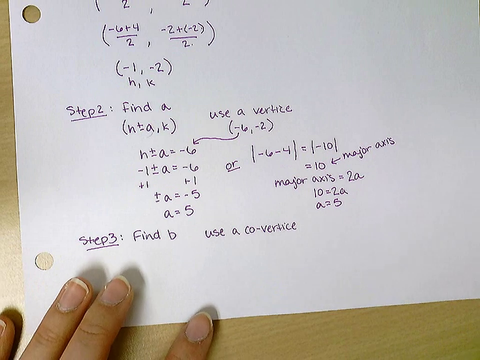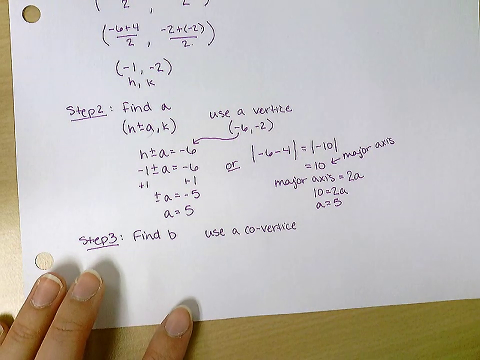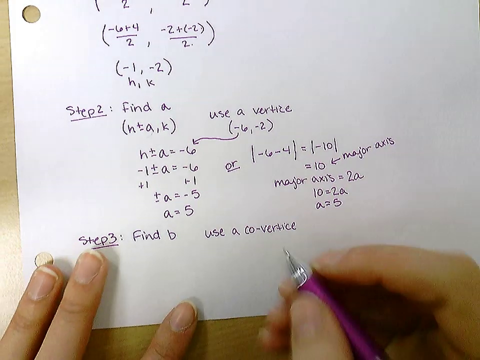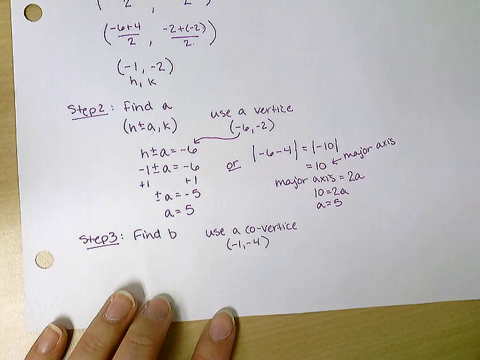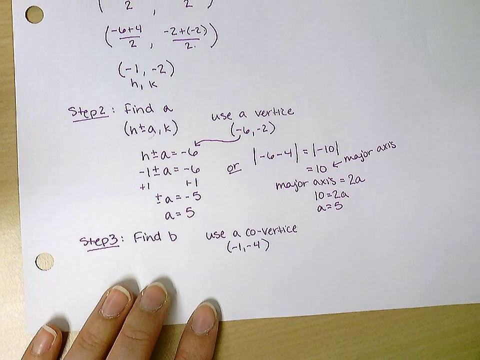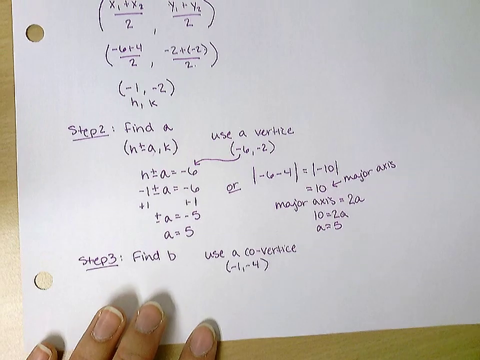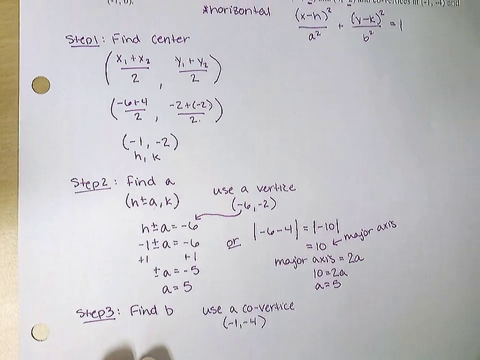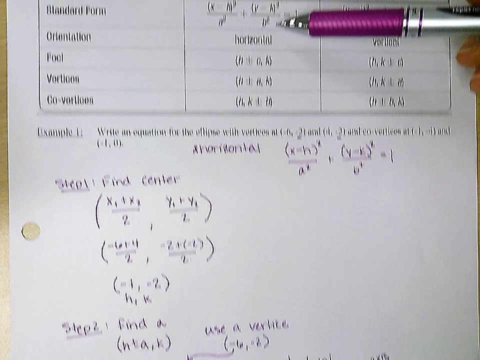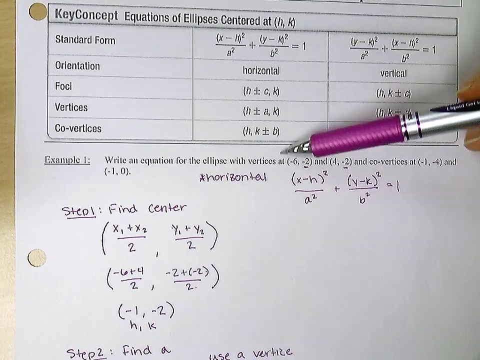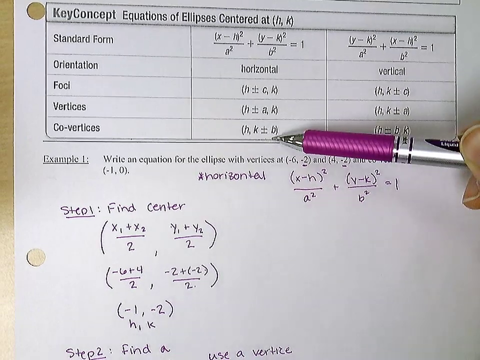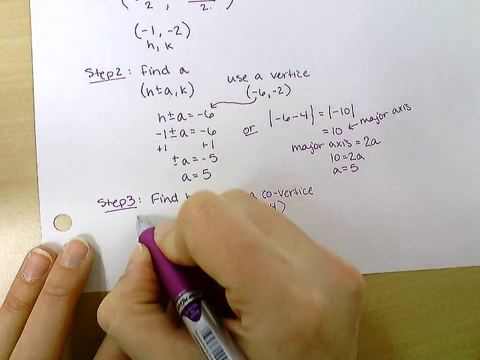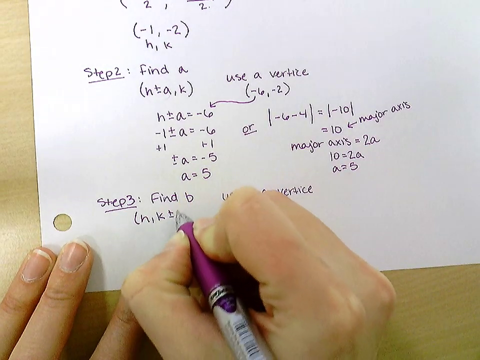Okay, so we're going to use a co-vertex, and I'll use (-1, -4). Now if I look back up at the chart, I know my ellipse is horizontal, so I'm using this column right here. My co-vertex is at (h, k plus or minus b). So that's where I'm going to get b from. So we have (h, k plus or minus b).